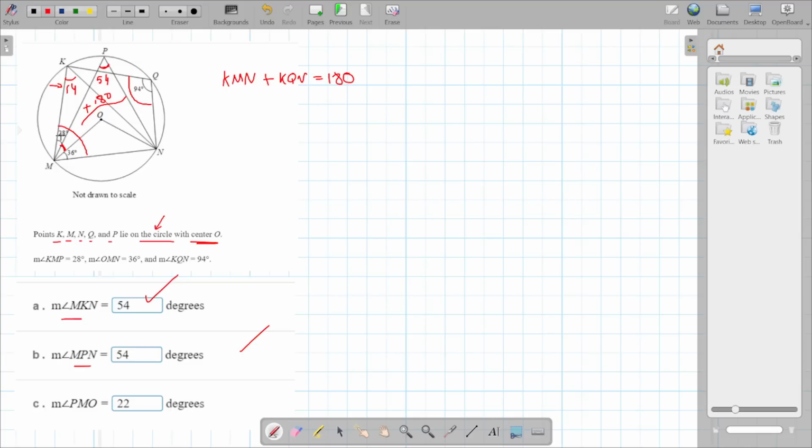What is angle KMN? It's 28 plus, let's call this X, X plus 36. And then KQN would be 94. So this equals 180. Can I find X? Of course you can. Subtract everything on the other side, you're going to get 22 degrees.